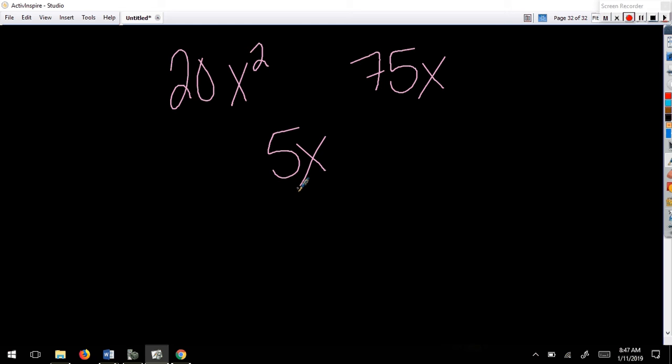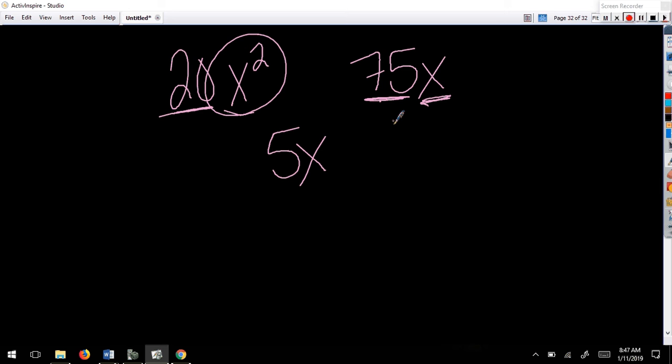What if it was 20x squared and 75x? Now what's the greatest common factor? x. Yeah, an x, yes, but also a 5x. Do we all agree with that? Okay. Well, because you can divide both of the coefficients by 5. That's the greatest common factor of the coefficients. But then if you look at the variables, there's 2 x's and there's 1 x. So I could definitely divide by an x and be left with a whole number. In other words, take an x out.